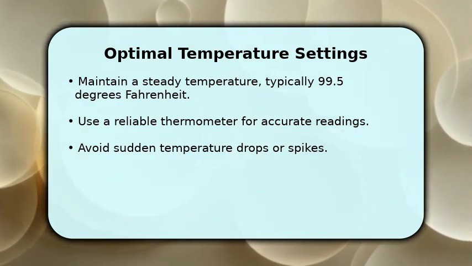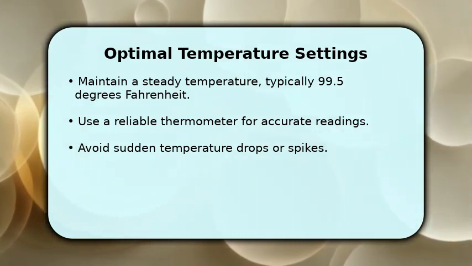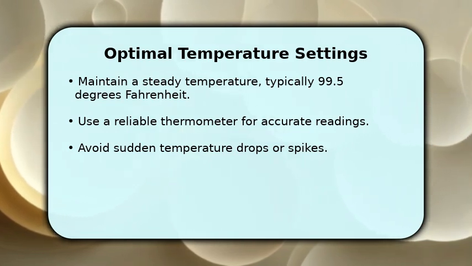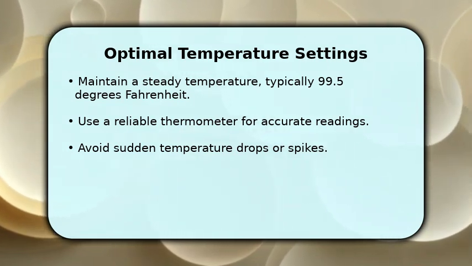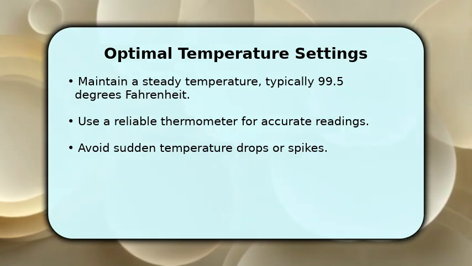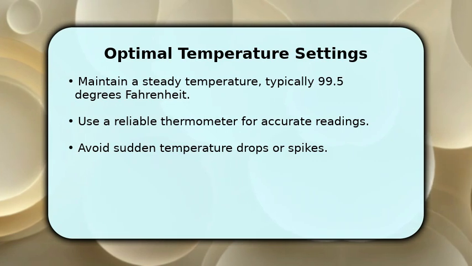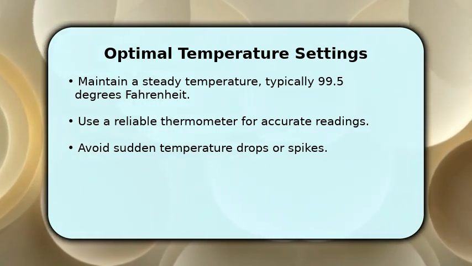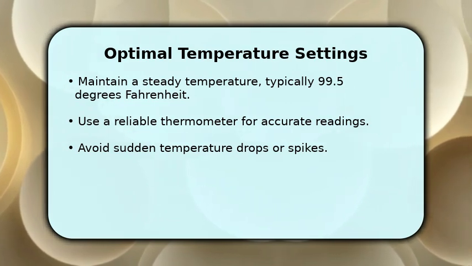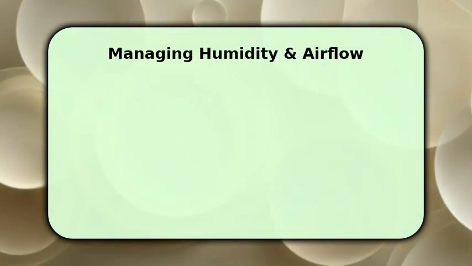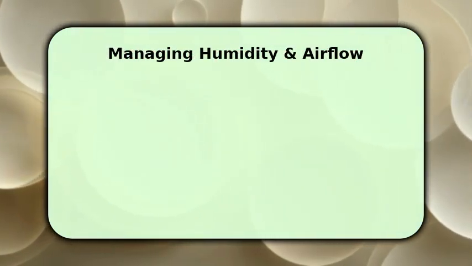Achieving the right temperature is key. For most poultry eggs, a consistent 99.5 degrees Fahrenheit is ideal. Use a high-quality, calibrated thermometer to ensure accuracy, as even a half-degree difference can impact development time. It's vital to avoid any sudden temperature drops or spikes, as these can stress the embryo and delay hatching, or worse, cause developmental issues.